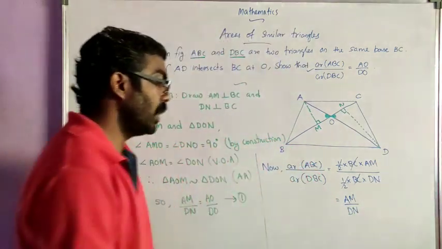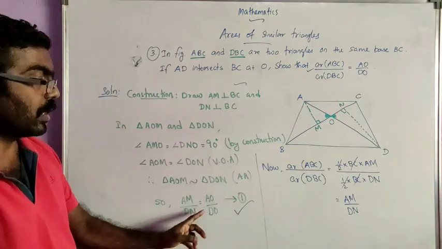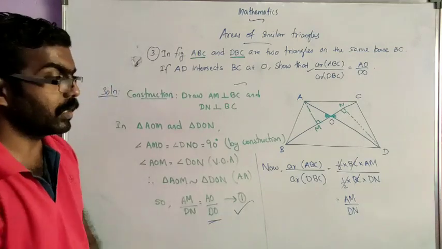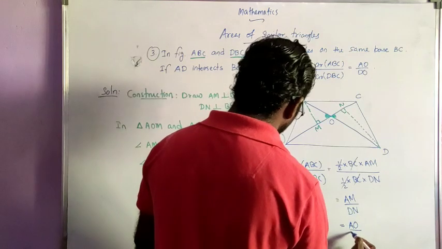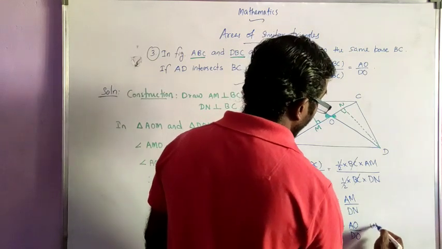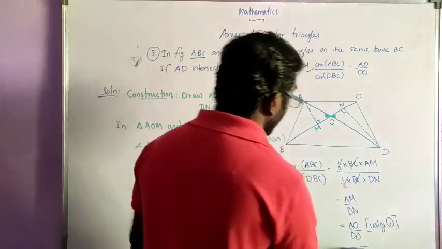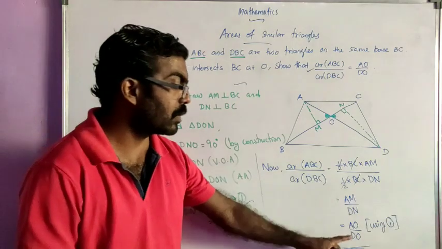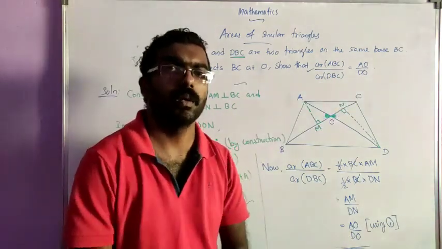And what is AM by DN? In the first equation we have proved that AM by DN is equal to what? AO by DO. AO by DO, that we can replace here, which is equal to AO by DO using equation 1. That's all. So area of triangle ABC by area of triangle DBC equals AO by DO, that we have to prove. Clear?